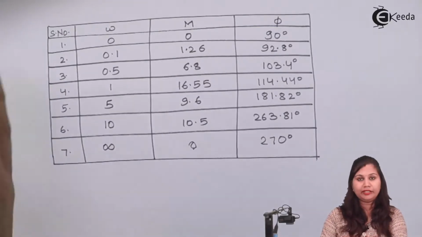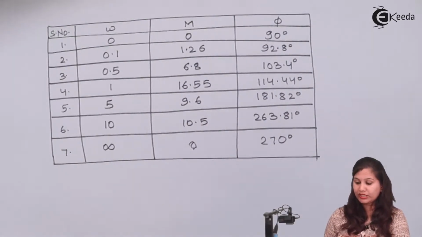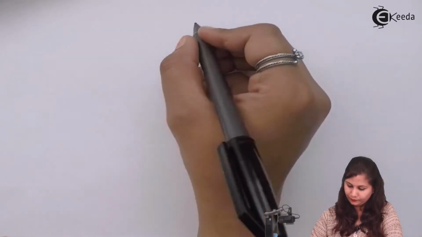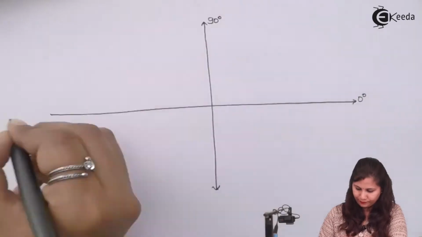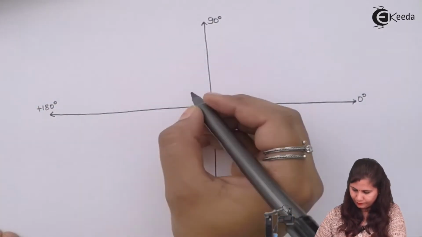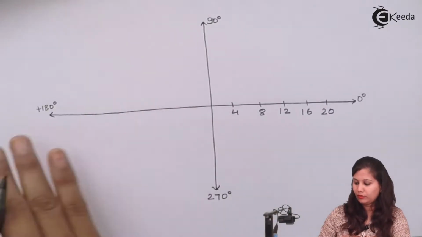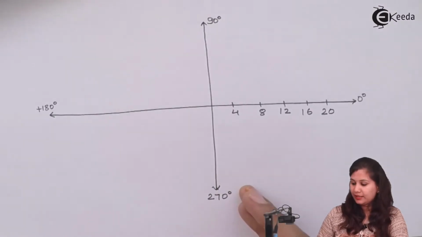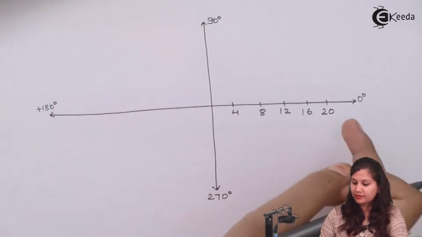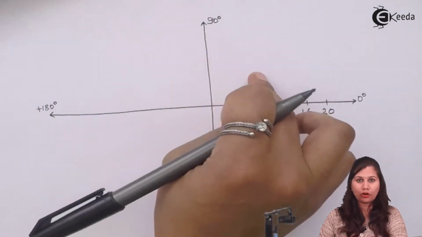So in this table, we have taken different values of omega, and for those values, we have calculated the magnitude and phase angle. Now using these values, we are going to draw the Nyquist plot. Okay, so let's try to draw it. On the x-axis, it is the magnitude, and on the y-axis, we have the angles. Positive angles are calculated in the anti-clockwise direction, and negative angles will be in the clockwise direction, okay?